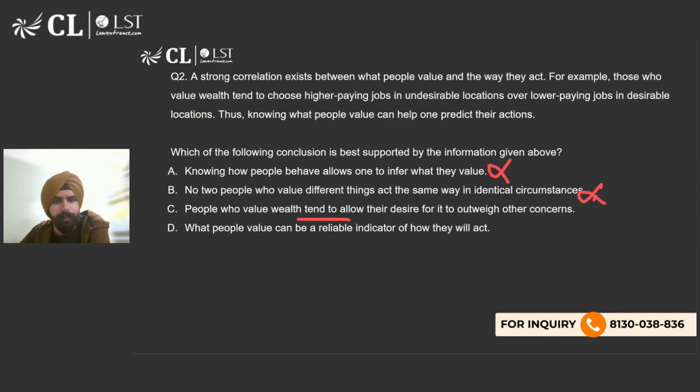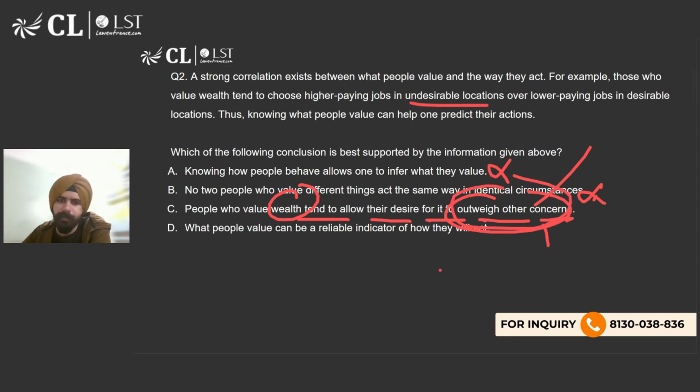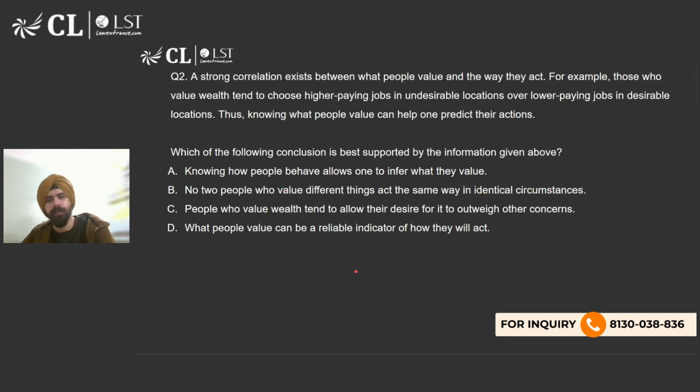People who value wealth tend to allow their desire for it to outweigh other concerns. Now, what are other concerns? Is it family life? Is it education? Is it their own health? We don't know, right? So how can we conclude that people who value wealth tend to allow their desire for it to outweigh other concerns? Some concerns, we can say that. Some concerns like desirable location, that is very well there. But we cannot make a blanket statement that they outweigh other concerns. So again, this would not be the correct answer.